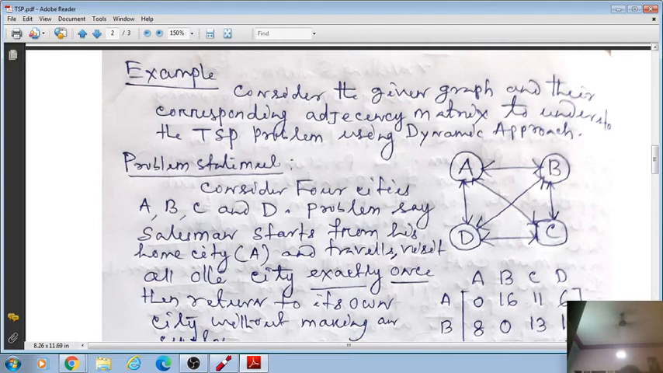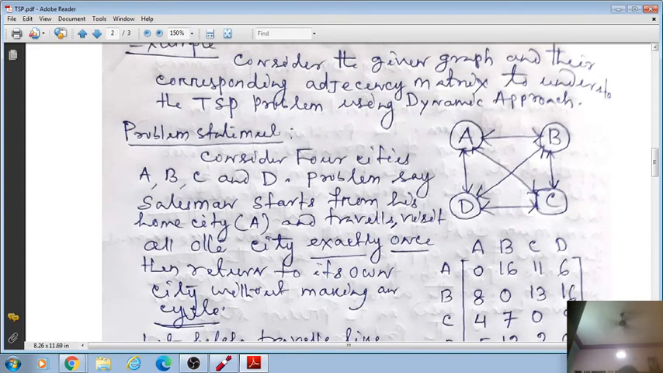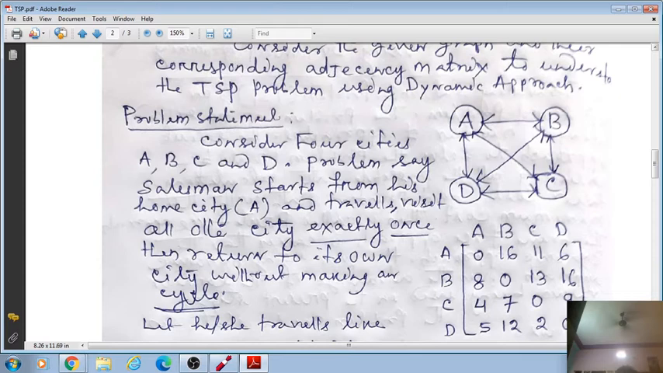Consider the given graph and its corresponding adjacency matrix, under the TSP problem. So this is A, B, C. Assume that there are 4 different cities, A, B, C, D. The traveling salesman will go from A to B, B to C, C to A, or A to C, C to D, D to A, because both directions exist. You can see the arrow mark is given both ways in the graph.